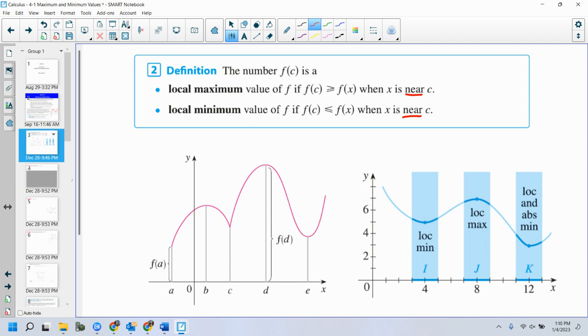Alright, so let's take a look here at this diagram. I'm going to look at the right side and then I'm going to look at the left side. So the local minimum here basically says that this point is the smallest around.